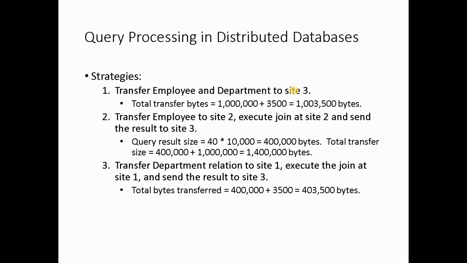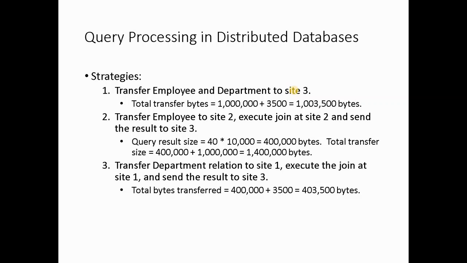So we discussed earlier the resource size is 40 bytes. That means we have 10,000 records, so 400,000 bytes will go for that. The total transfer is you have to transfer the employee table to site 2, which takes 1 million. So altogether you will get 1,400,000 bytes. That's the second.